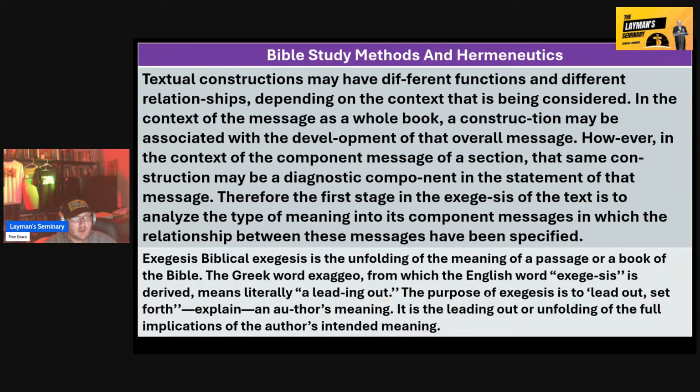Textual constructions may have different functions and different relationships depending on the context that's being considered. In the context of the message as a whole book, a construction may be associated with the development of the overall message. However, in the context of component messages or sections, the same construction may be a diagnostic component in the statement of the message. Therefore, the first stage in the exegesis of the text is to analyze the type of meaning into its component messages in which the relationship between these messages has been specified. Exegesis, biblical exegesis, is the unfolding of the meaning of a passage or a book of the Bible.